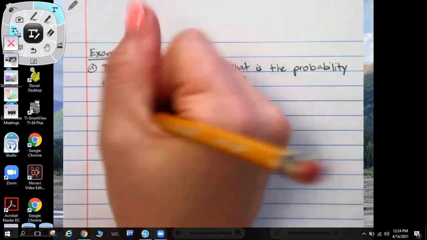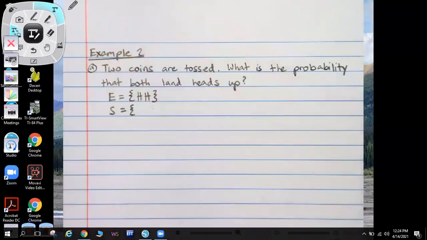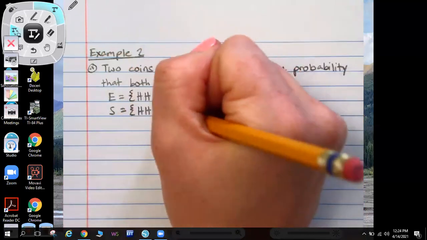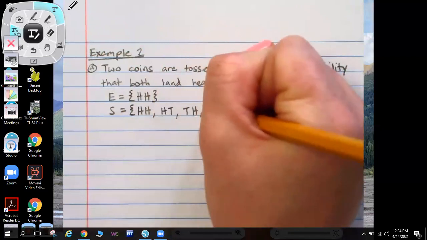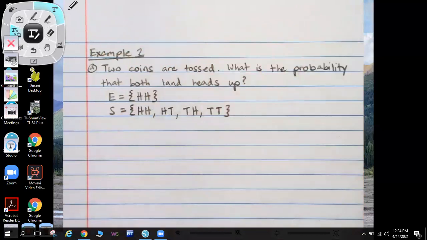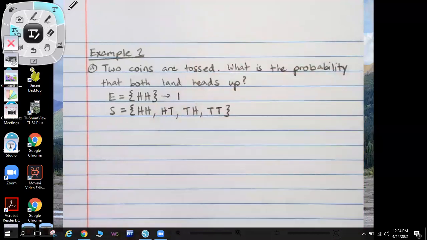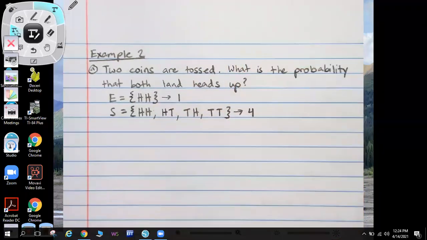The total, all the possible outcomes, the sample space, we listed in example 1. We said they could both land on heads, heads then tails, tails then heads, or they could both land on tails. So we listed that in example 1. So there's only one possible outcome that would make this event true, but there are 4 total possible outcomes.